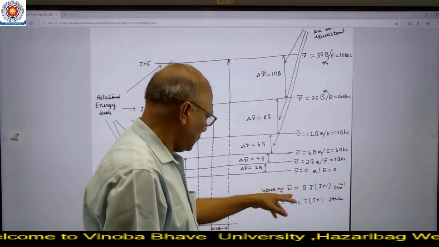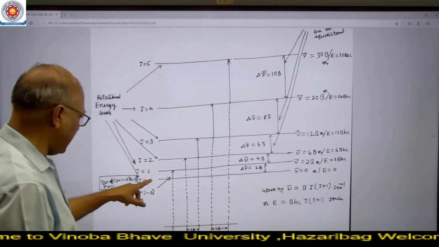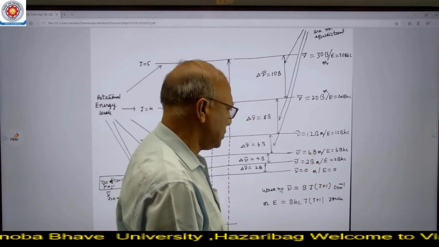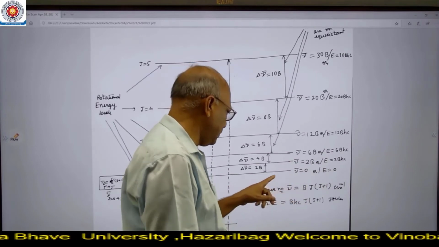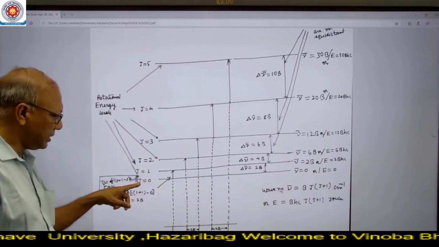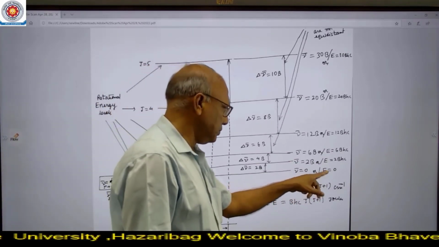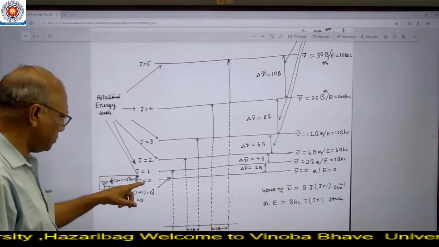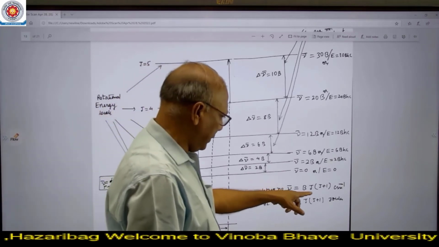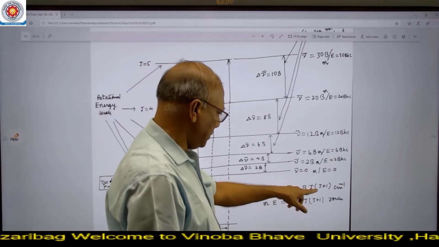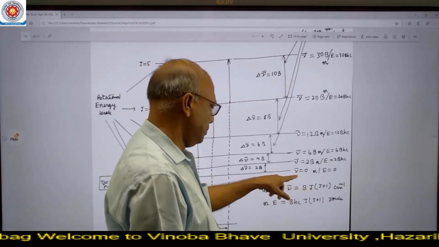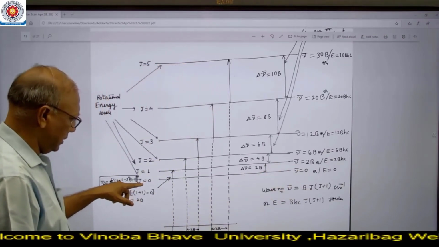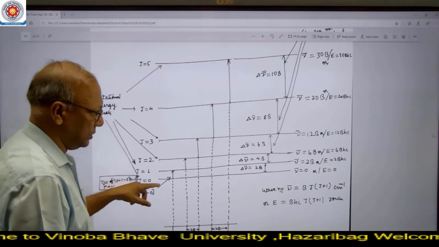Here, in this expression, if we put J equal to 0, the whole thing becomes 0. So the energy of this energy level, J equal to 0, is 0. If we take it in terms of wave number, then again we put J equal to 0, and it again becomes 0. So nu bar will also be 0 for the first energy level, J equal to 0.